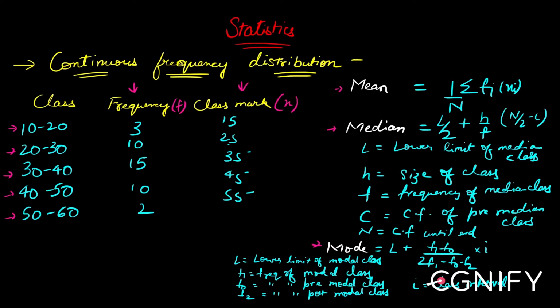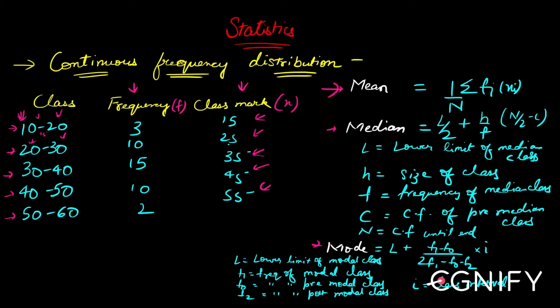Class mark is something that lies in between the intervals. So 10 to 20, what will be there in the middle? 15 will be there. So it's 15 here. So upper limit of the class plus lower limit of the class by 2. 20 plus 10 by 2, which is 30 by 2, which is 15. Here 30 plus 20 by 2, which is 25. 50 by 2 is 25. Likewise, you'll make a table of class mark.